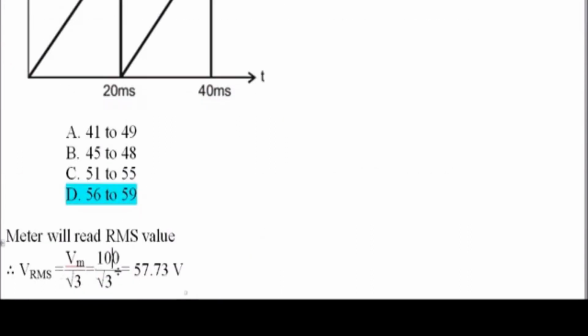So the RMS value is equal to 100 divided by root 3. It is 57.73. It lies between 56 to 59. The choice is number 4. So you can see most of the questions which have been asked in the exam, the answer is not exactly given. Only the nearest answer we have to specify.